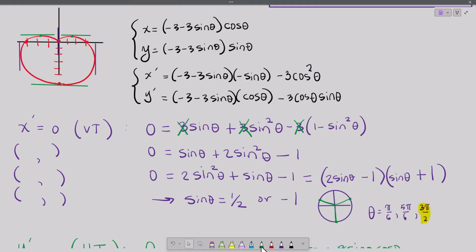So is there any question on the process? We've got our polar curve, convert it to parametric, find dy dx, numerator being 0 leads to horizontal tangents, denominator being 0 leads to vertical tangents. So that process is the same as what you did in Calc 1.